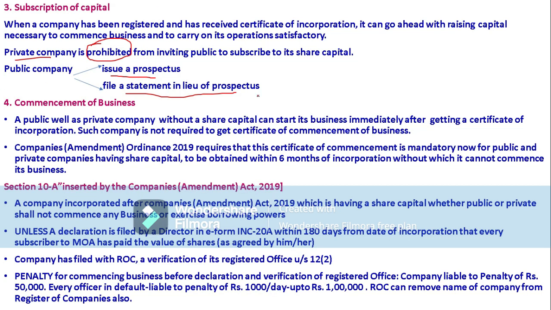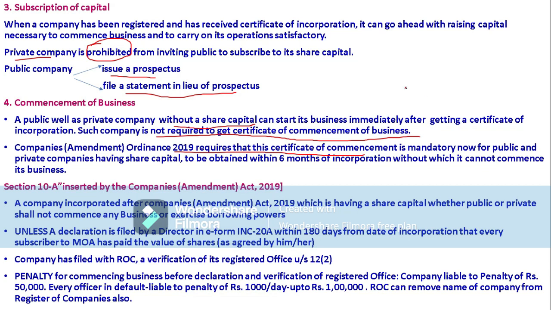See here, without having a share capital, a company can start its business immediately, whether it is a public company or a private company. But according to the Companies Amendment Act 2019, the certificate of commencement is mandatory. It is only after getting the certificate of commencement that a company having share capital can go ahead. For companies without share capital, a certificate of commencement of business is not required. But companies going for a share capital need the certificate of commencement. That is the meaning of this.